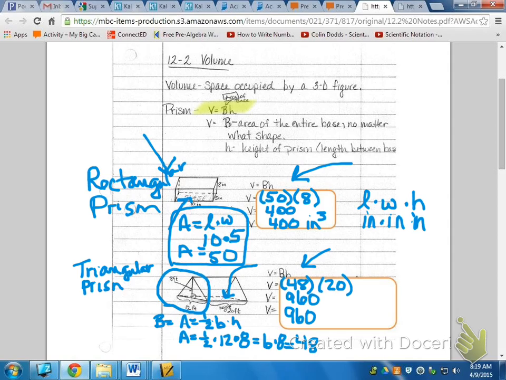And as I do this, I'm going to label it what? 960 feet cubed. All right, any questions about that?